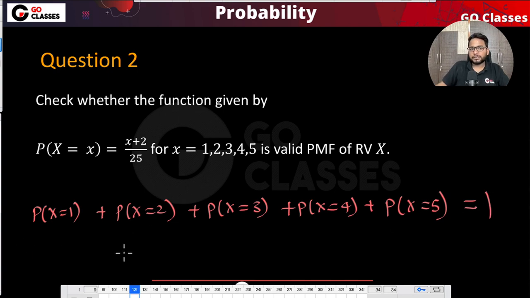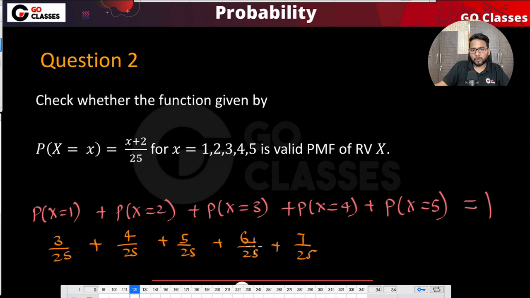Now how to check it? See what you need to do. Here, this is x equal to 1. Now you need to put x equal to 1 here, and then you will get the probability. This is 3 by 25, I think. You put 2 here, this will be 4 by 25. You put 3 here, it will be 5 by 25. It will be 6 by 25, 7 by 25, yeah.